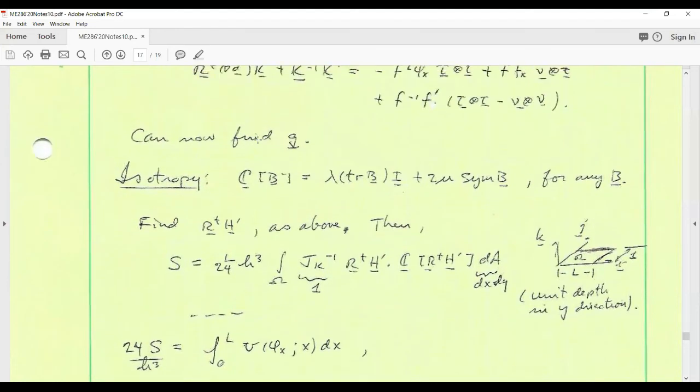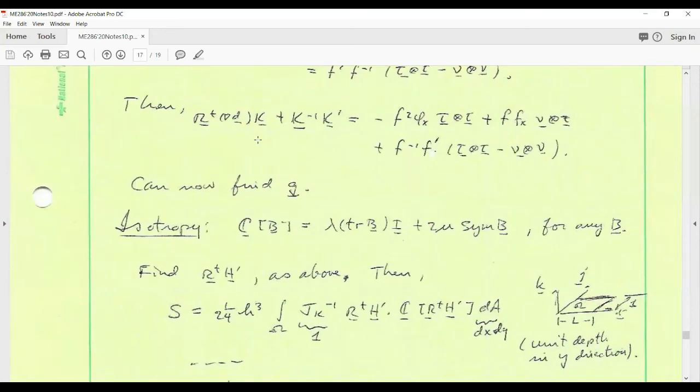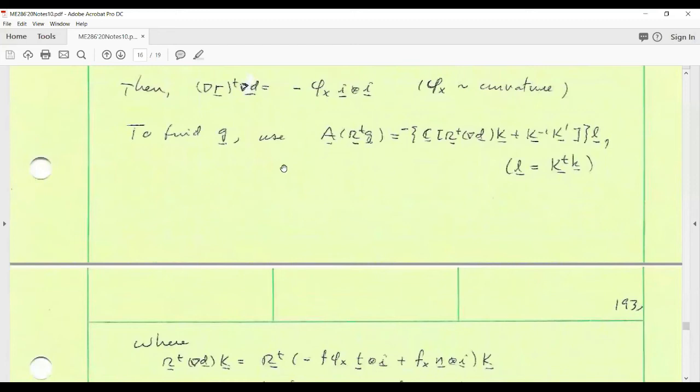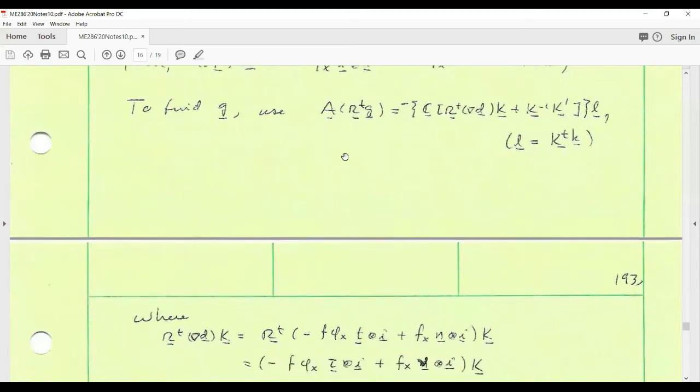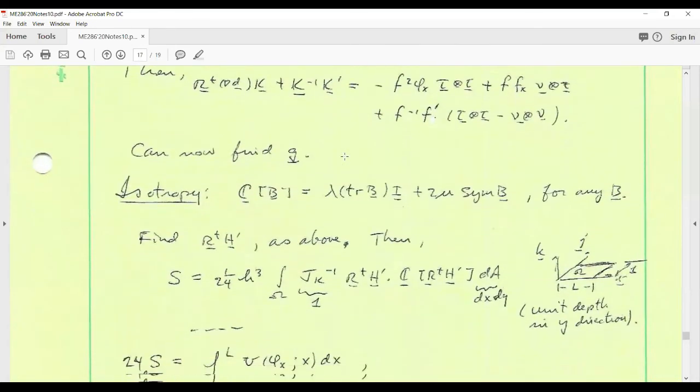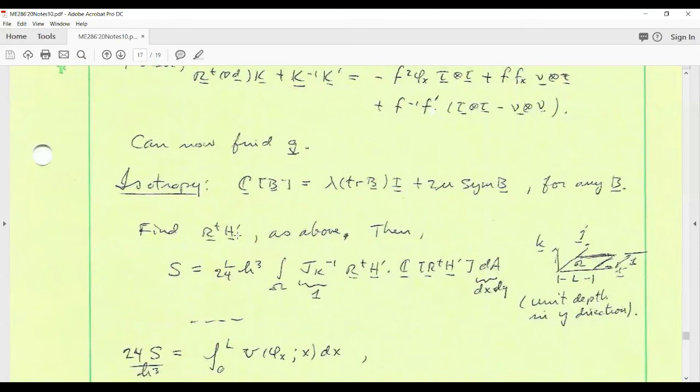So then you need to find, from this you can compute this capital A tensor up here, and then find G, because now you know C. Now you know what C does to any arbitrary tensor for isotropy in terms of the Lamé moduli. You can find A from its previous definition. You can find G, and therefore you can construct from everything we've done here R transpose H prime, and therefore get an explicit expression for this energy density.